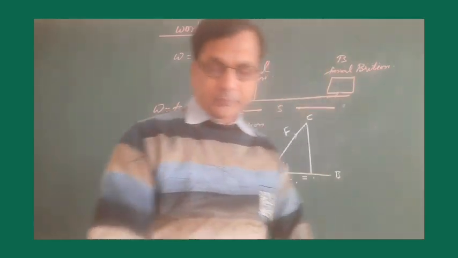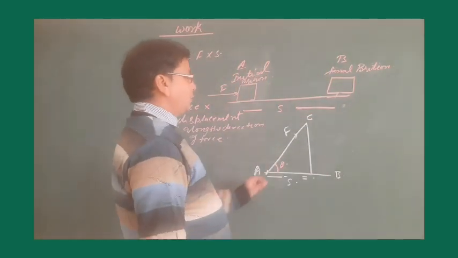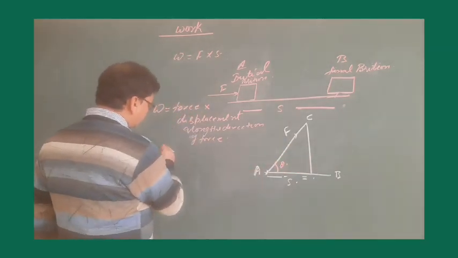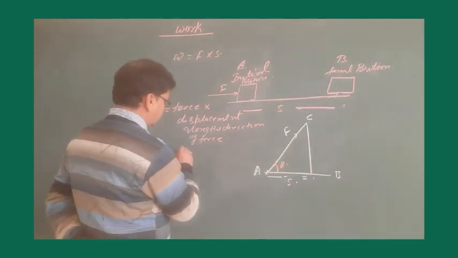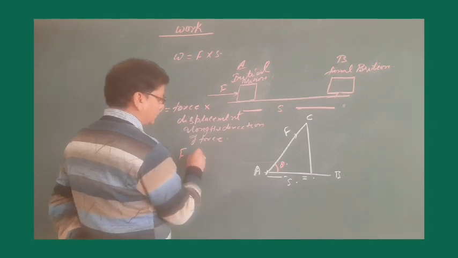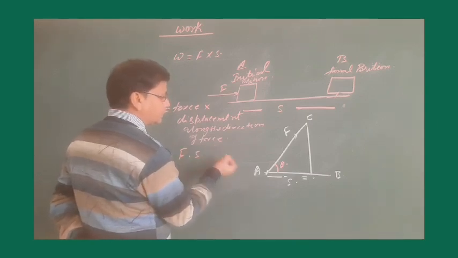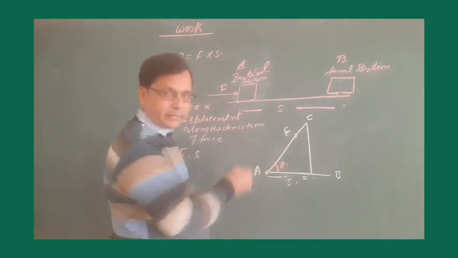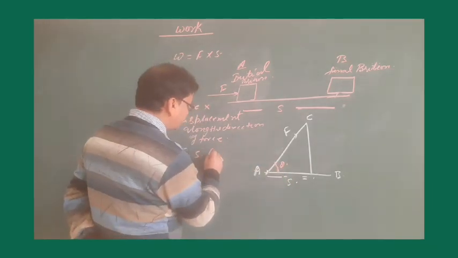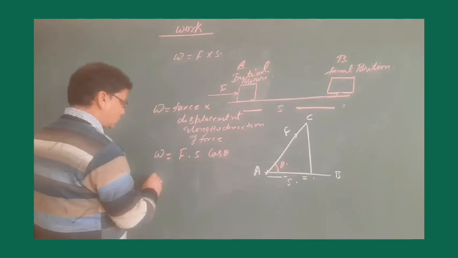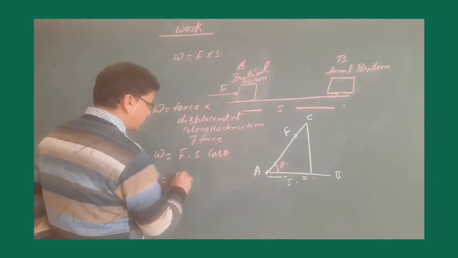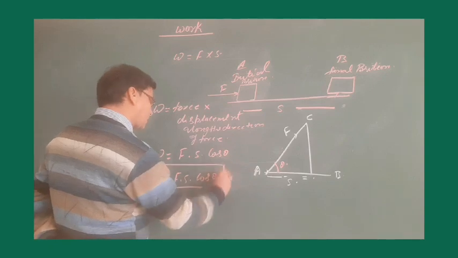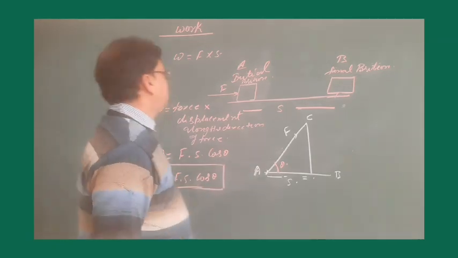In this case, what is the work done? Work done W equals force into displacement into the cosine of the angle theta between the force and displacement, that is cos theta. So in this case, W equals F into S cos theta. Clear?